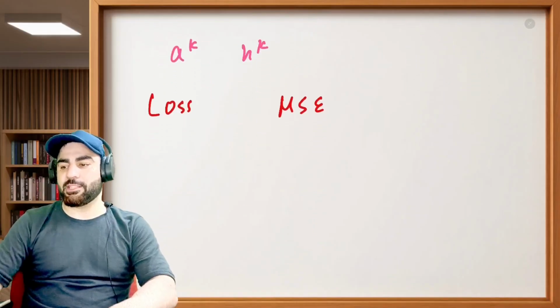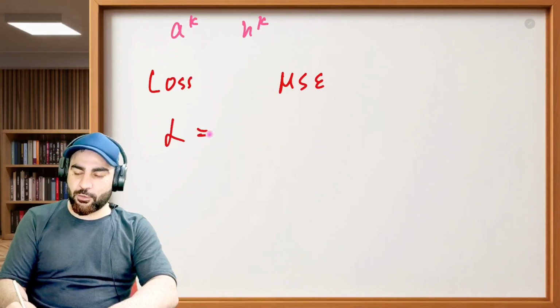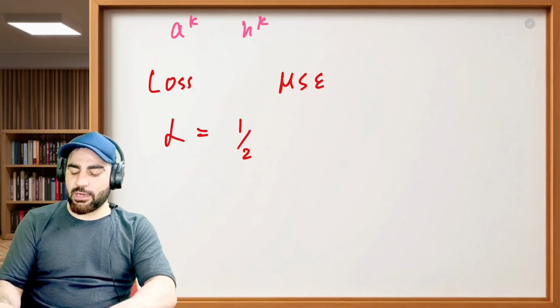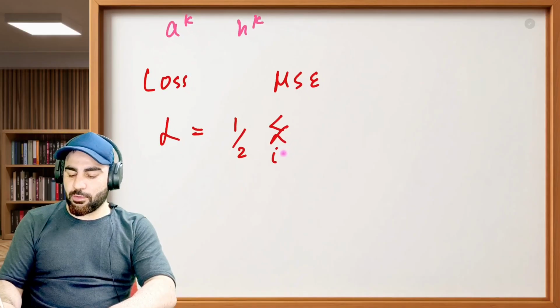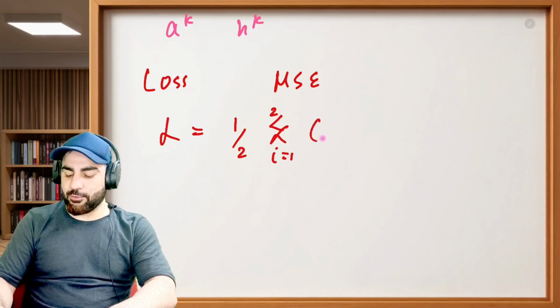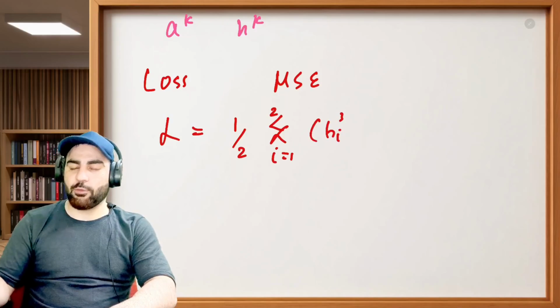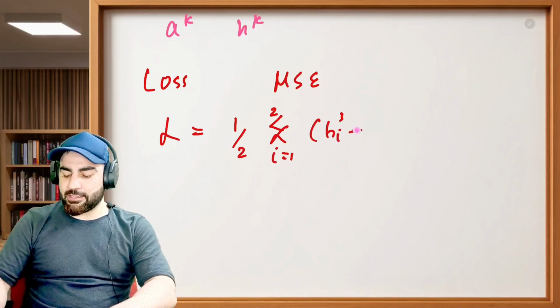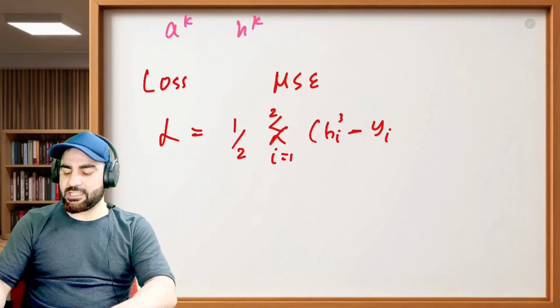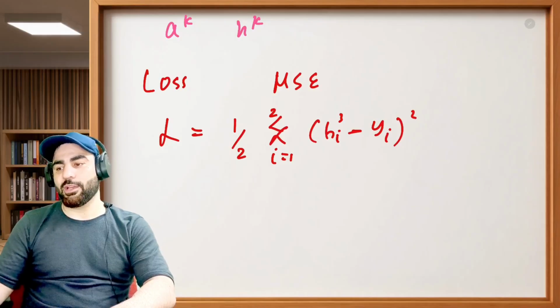So now if you see the MSE loss, how can we compute it? The loss function over here is equal to 1 divided by 2, and then the summation of i goes from 1 to 2, and we'll take these values. We'll take hi of 3, whatever value is there, and then minus yi, and then we'll square it up. That's what our value is.